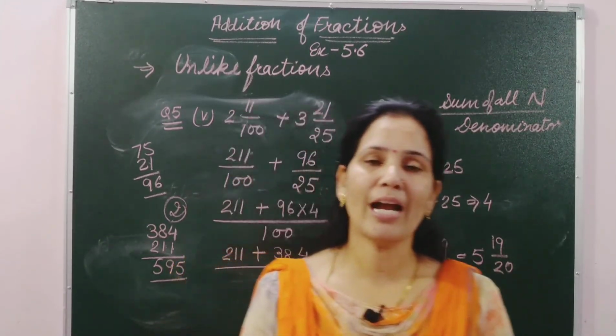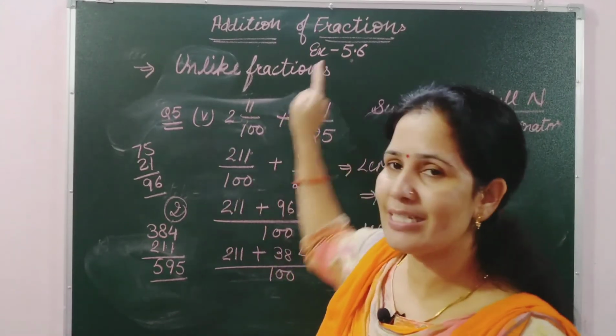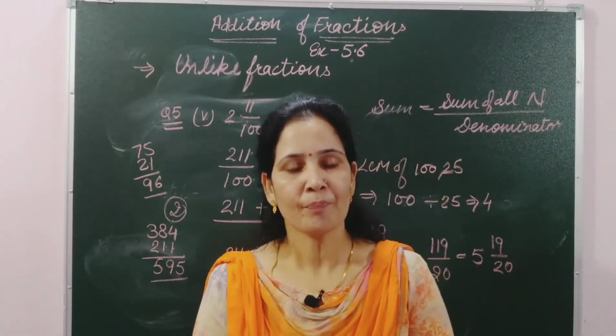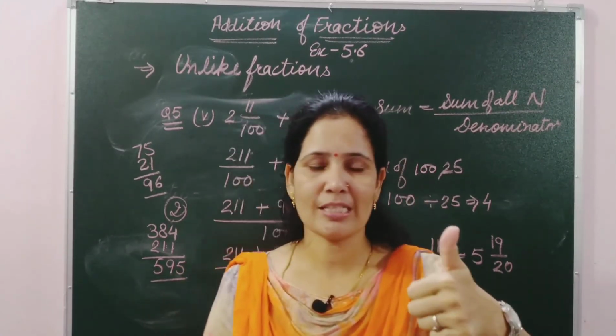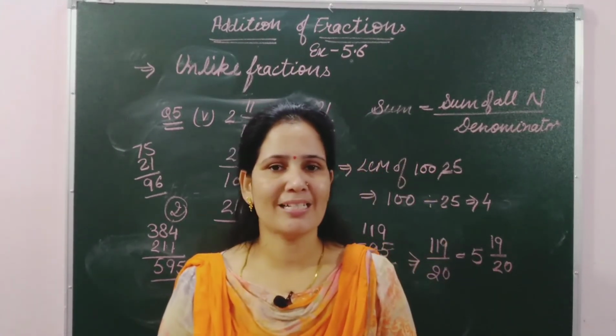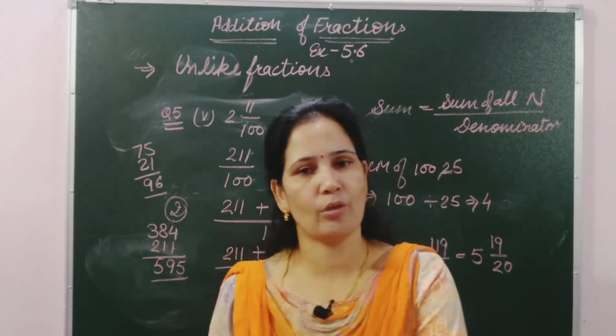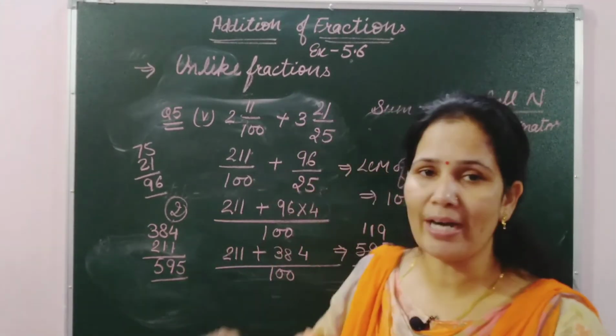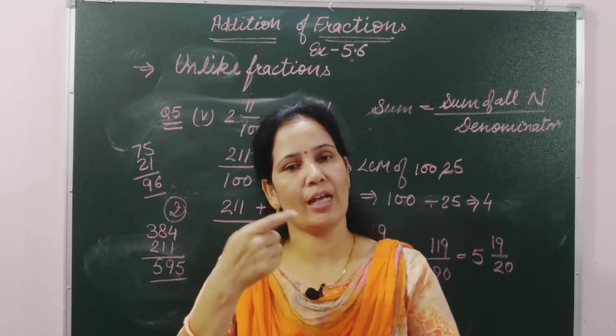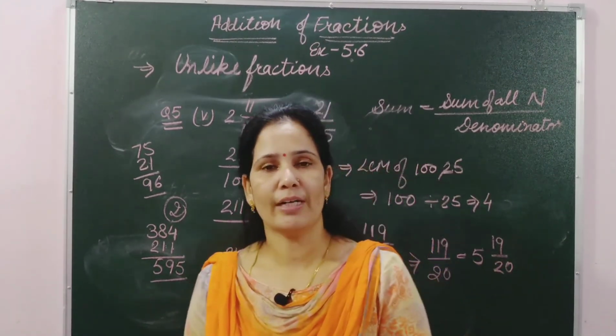So students, today we have discussed exercise 5.6, questions 1 to 5, and we have discussed two types of fractions. First, like fractions. In like fractions, no need to take the LCM, directly add the numerators and find the answer. But in the case of unlike fractions, the LCM is required. First take the LCM, then add, and then find the final answer.